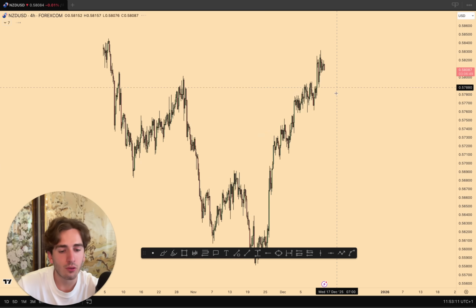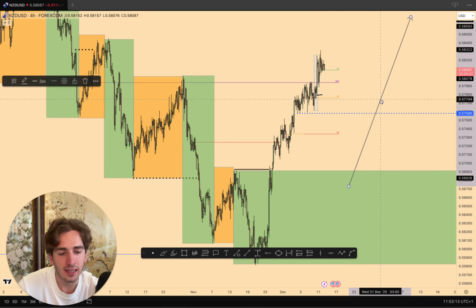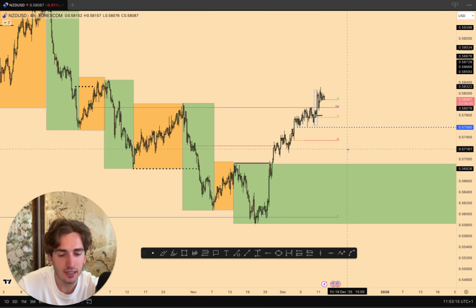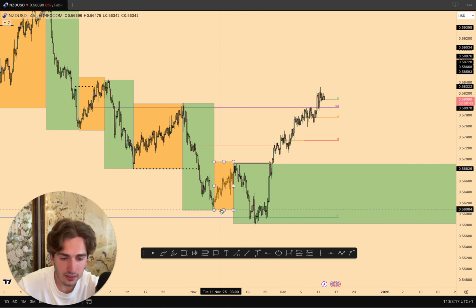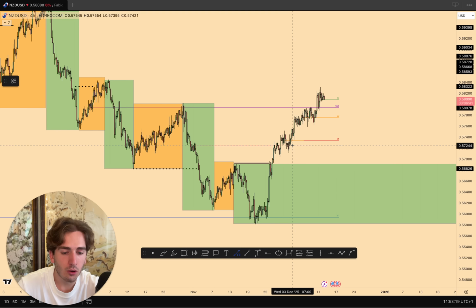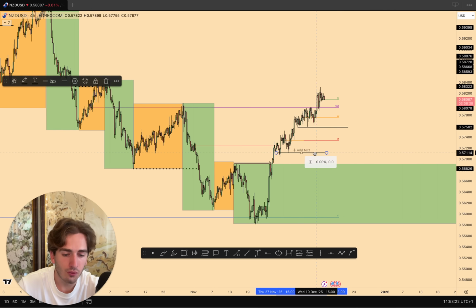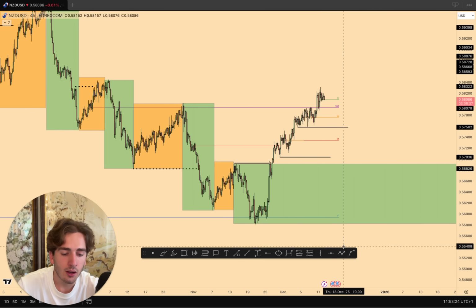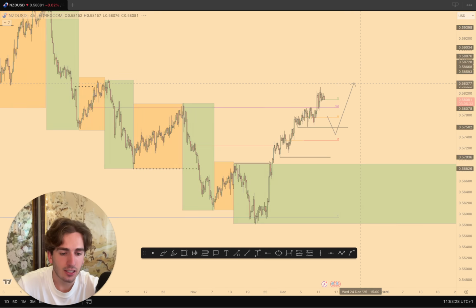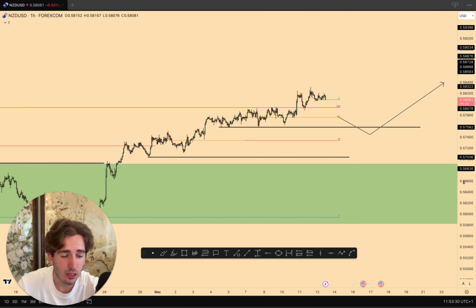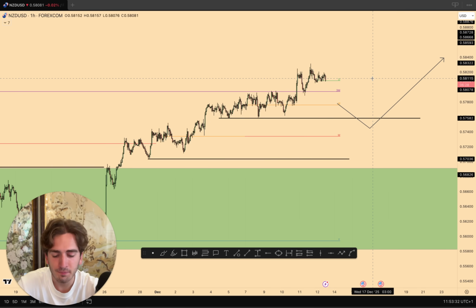NZDUSD, I'm looking for longs still as well. As I've been saying pretty much every single market outlook, and I continue to say that, I'm only looking for longs on NZDUSD, though I would prefer somewhat of a liquidity grab in the near future of, let's say, this low, maybe this low, before looking for new long positions. Yeah, that is pretty much that. For the rest, it's relatively ugly price action. Not much to do with it. And other than that, I'm just looking for more longs.